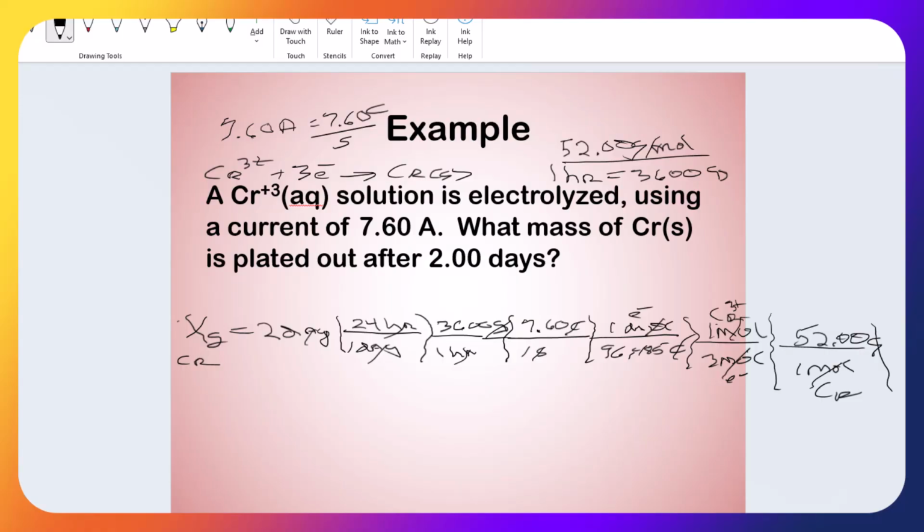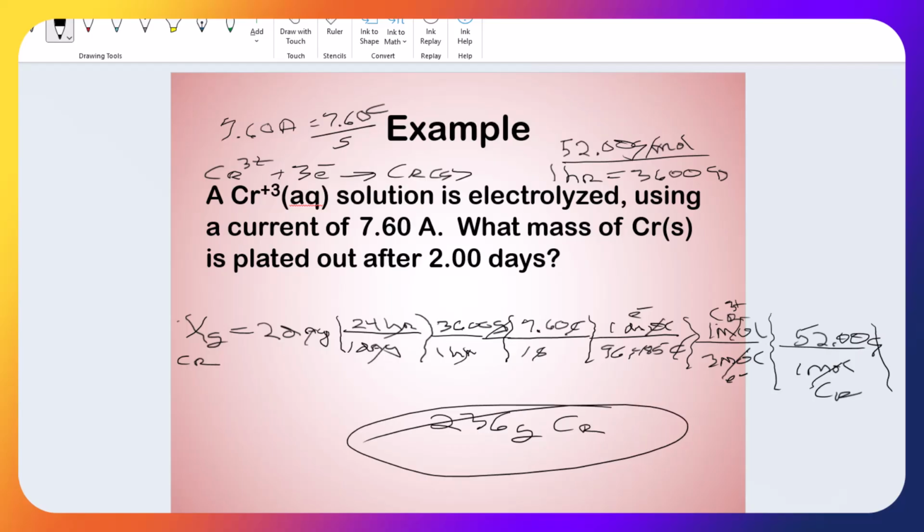Plugging it into the calculator. Gosh, I hope this worked. 2 days times 24 hours times 3,600 seconds times 7.60 coulombs divided by 96,485, Faraday's constant, divided by 3 times 52, and I get 236 grams of chromium. 236 grams of chromium, and that's the answer to that.